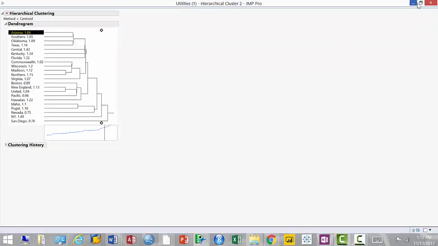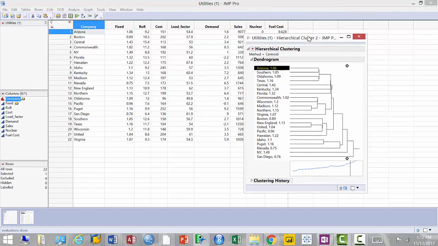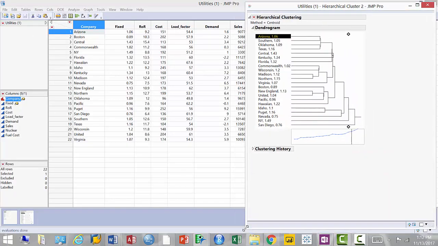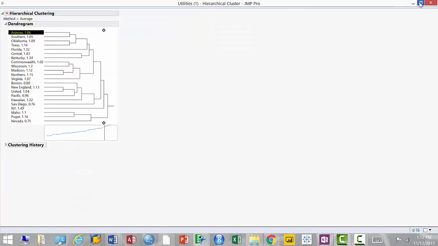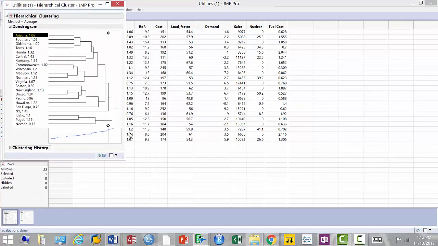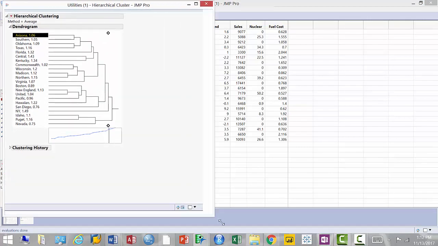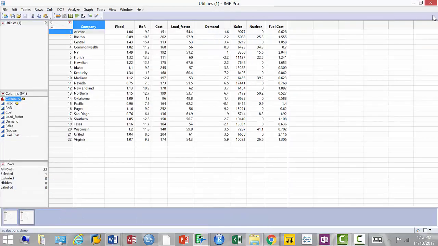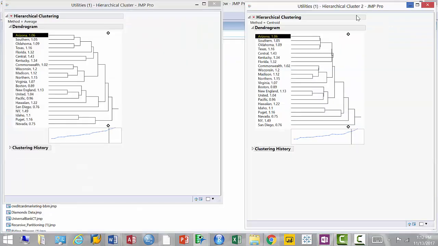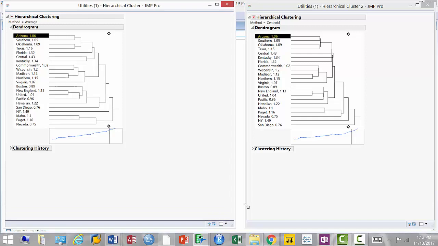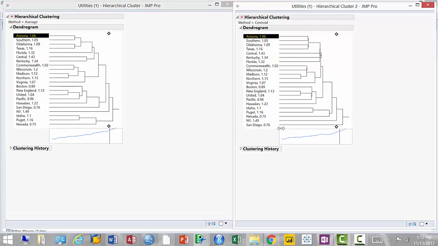Now I want to put them side by side and compare whether the clusters are different, right? So this is my analysis number 1 with centroid, and that's my analysis number 2. Can I show them simultaneously? I'm curious. Or is it one or the other? No, here, right? Okay, so here are my two clustering procedures.